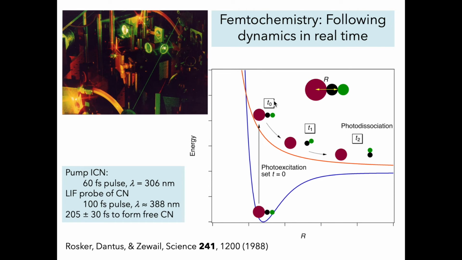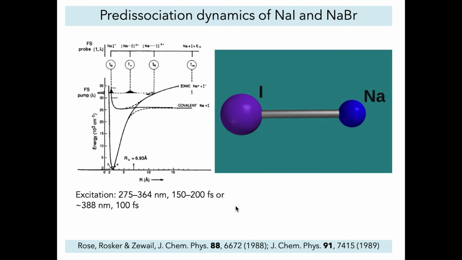But this wasn't enough for Zewail's group. They wanted to see whether they could probe the transition state directly. Let's think about the case of pre-dissociation, where now we're going to take either sodium iodide or sodium bromide in its ground state, excite with the first color, 388 nanometers or so in this case. That will take us up to the repulsive wall of a bound state. Now, sodium iodide and sodium bromide are interesting because they have these two different ways of bonding, either covalently or ionically, which leads to this curve crossing here.